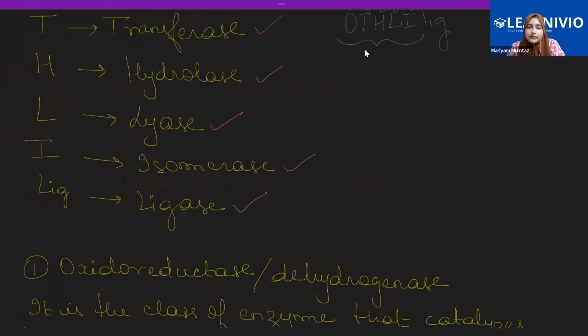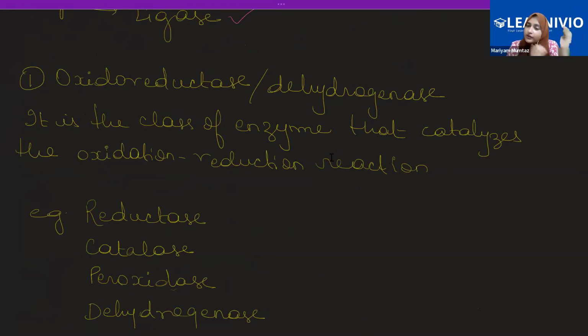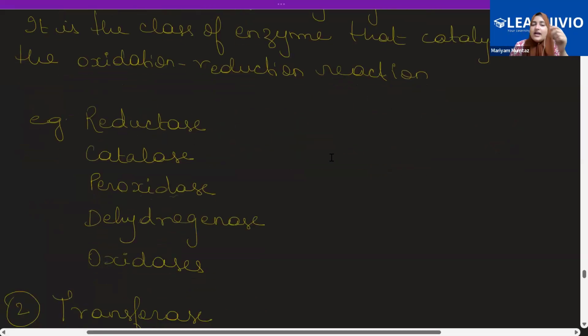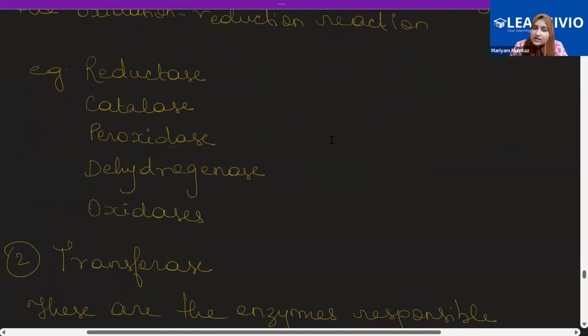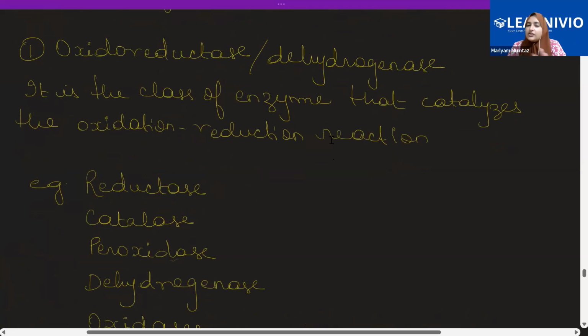Talking about oxidoreductase, they are also called dehydrogenase. You see how two words are there: oxidation is also there and reduction is also there. So this is the class of enzyme that does the oxidation-reduction reaction. What are the enzymes that belong to this class? We have reductase, catalase, dehydrogenase, peroxidase.